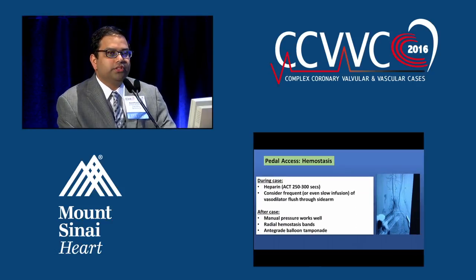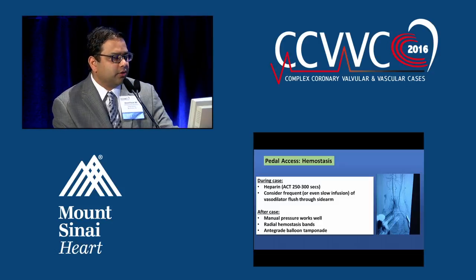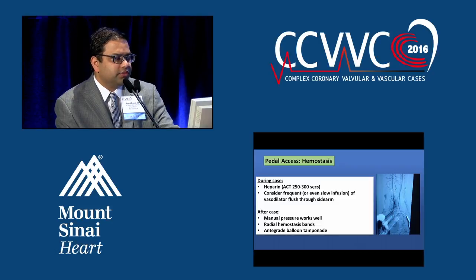Big question is always, what do you do with hemostasis? During the case, I'm fairly aggressive with anticoagulation. These are small vessels, so I shoot for an ACT close to 300. I'm very mindful of vasoconstriction, so either you can use a slow infusion of vasodilators through the sidearm or just frequently flush.